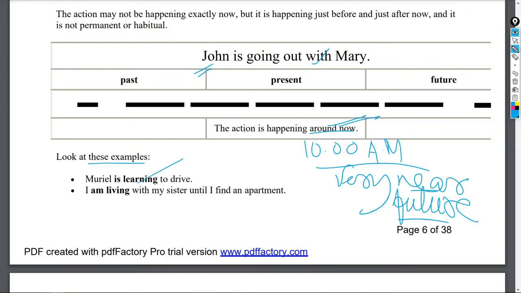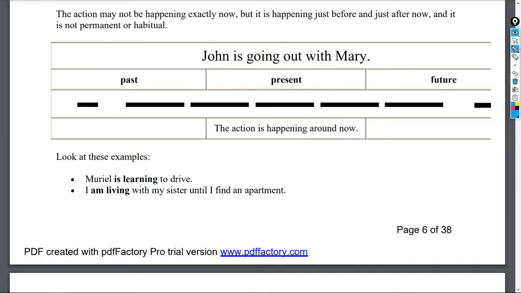Model is learning to drive. Matlab abhi nahi seekh raha hai. Matlab uska planning hai. Wo seekhenge bahut jaldi. Kyunki inka bahut zarurat hai. Therefore, according to the plan, now he is going to execute the plan. वो काम शुरू करेंगे. I am living with my sister until I find an apartment. I am living, so this is the present tense. So unless and until I get an apartment to live, till then I am living. Means this also implies the sense which will continue in near future too.